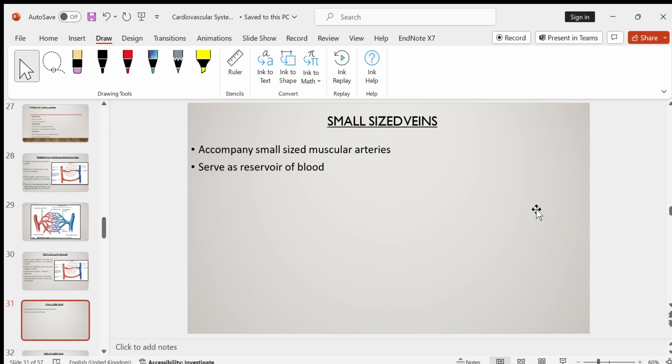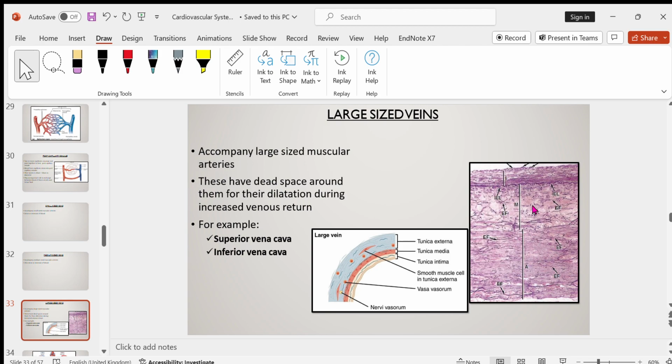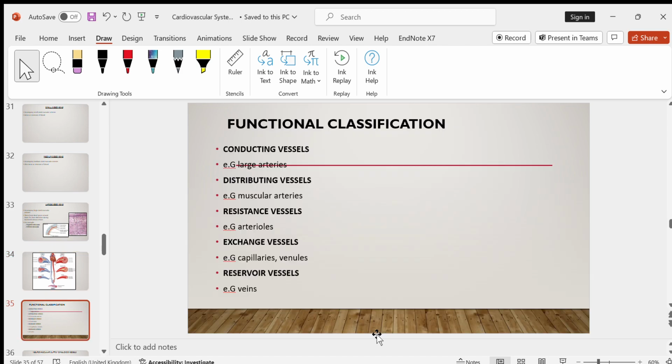Small sized veins, medium sized veins, and the large sized veins, all of these act as reservoirs of blood. Examples of large sized veins are the superior vena cava and the inferior vena cava. In this picture, we can clearly see the elastic or large artery, the muscular or medium artery, and the arteriole or small artery. Here we can see the large vein, the medium vein, and the small vein or the venule. And this one is the capillary, which has a single layer of smooth muscle.